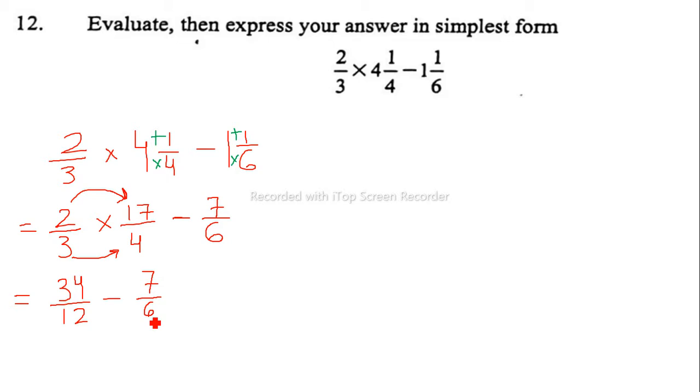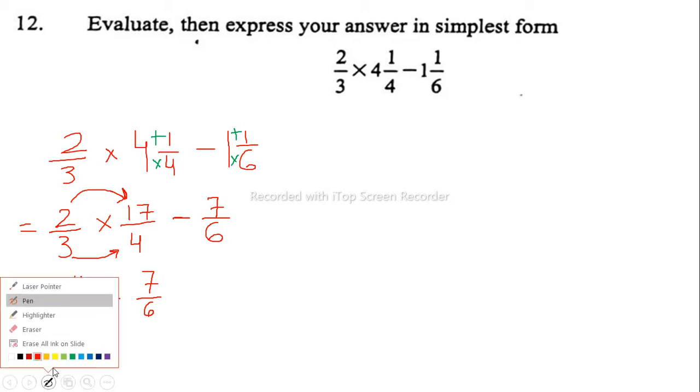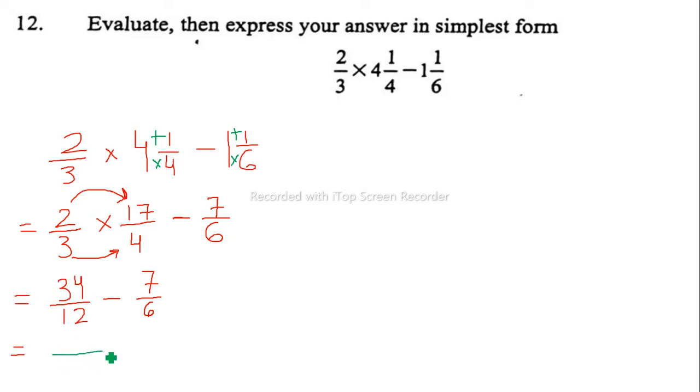Now here we need to find the lowest common multiple between 12 and 6, which is what? Lowest common multiple between 12 and 6. 12. The lowest common multiple between 12 and 6 is 12. Yes. So 12 would be our denominator.